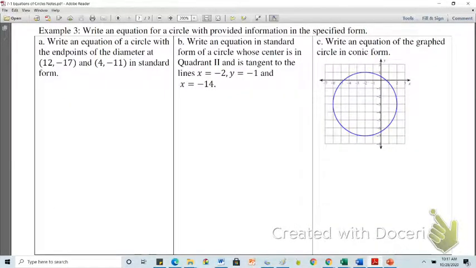So 3a says, write the equation of a circle with the endpoints of the diameter 12, negative 17, and 4, negative 11 in standard form. So first thing I need to figure out is my center, and then I also need my radius. So to find my center, I'm going to use my midpoint. Okay, if they give me the diameter, the center is going to be halfway through.